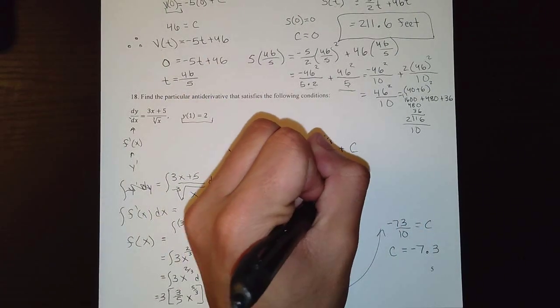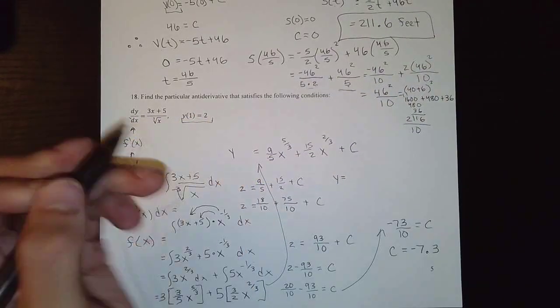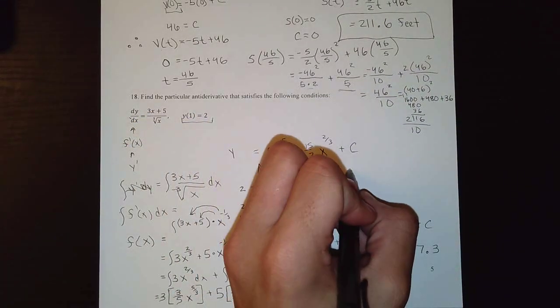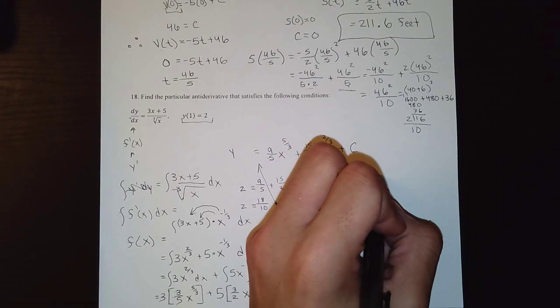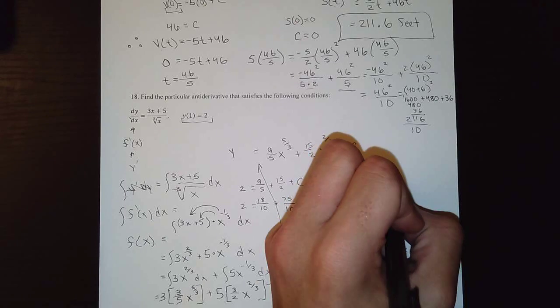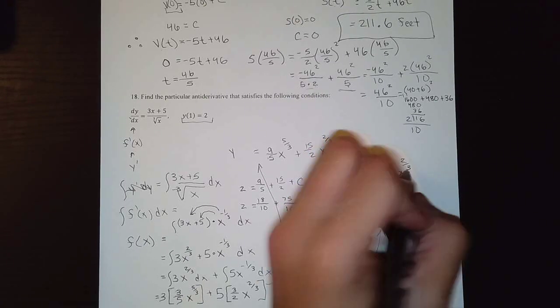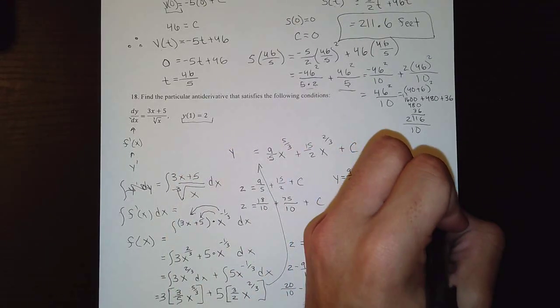So our particular solution is 9/5 x to the 5/3 plus 15 halves x to the 2/3 minus 7.3.